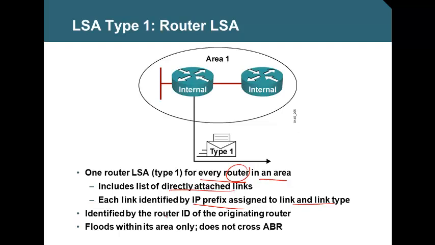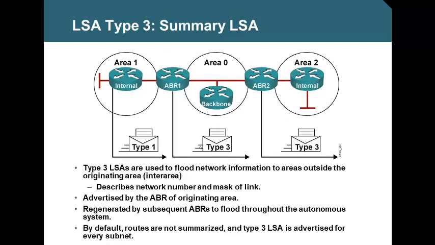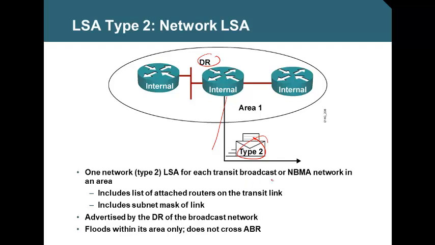Let's go to the next one. Type 2 LSA originates only from the DR. Now this includes a list of attached routers and transit links and subnet masks on the link. This is advertised by the DR only. For the broadcast network only, you will have a DR, right? In a LAN environment. In serial, you don't have a DR. And this is also flooded within the area, does not cross the border. You understood this?